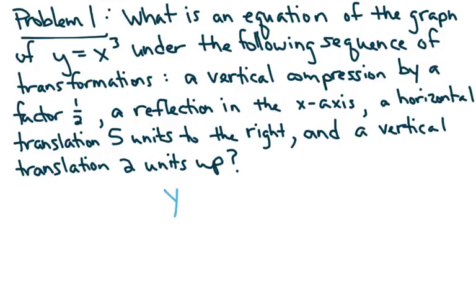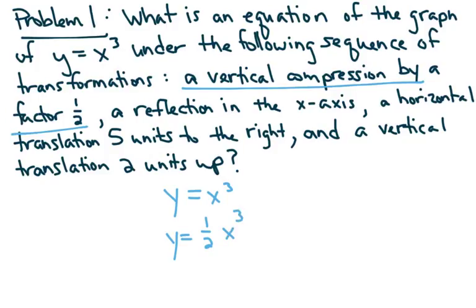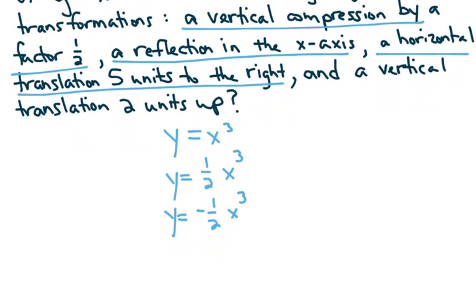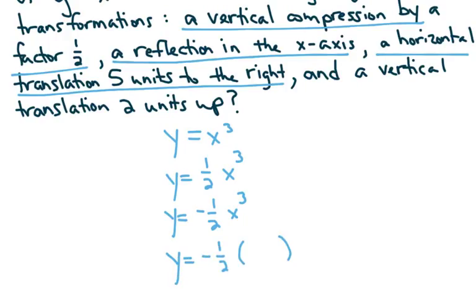So starting with the equation y equals x cubed, and the very first transformation, a vertical compression by a factor of 1/2. That's what occurs when you multiply the original function by some number. The next one says a reflection in the x-axis. A reflection in the x-axis is what occurs when you multiply the original function by a negative. A horizontal translation 5 units to the right. Horizontal translations take place in a set of parentheses.